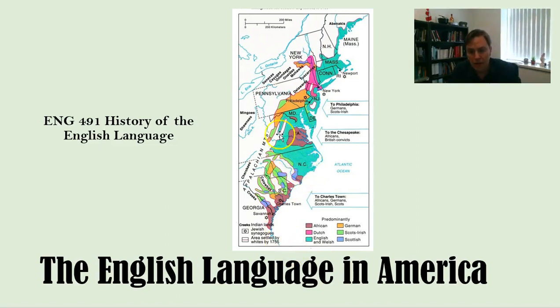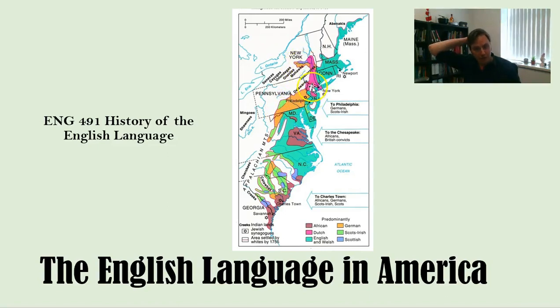The turquoisey kind of green color on the map indicates English settlements, people who came specifically from England, but also from Wales. But we also had a substantial number of Germans arriving. A lot of them settled in Pennsylvania and some in New York.